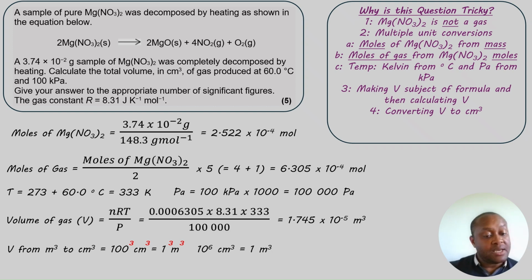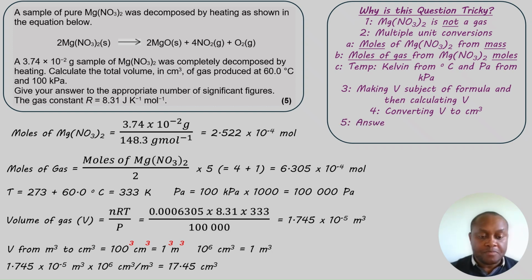If you notice, the cm³ side is bigger than the meter cubed side. So if we have a value in meters cubed, we will multiply so as to generate the cm³ side. And if we have a value in cm³, then we will divide so as to generate the meter cubed side. So to convert to cm³, we say our value in meters cubed multiplied by 10 to the power 6 cm³ per meter cubed, and that gives us 17.45 cm³.